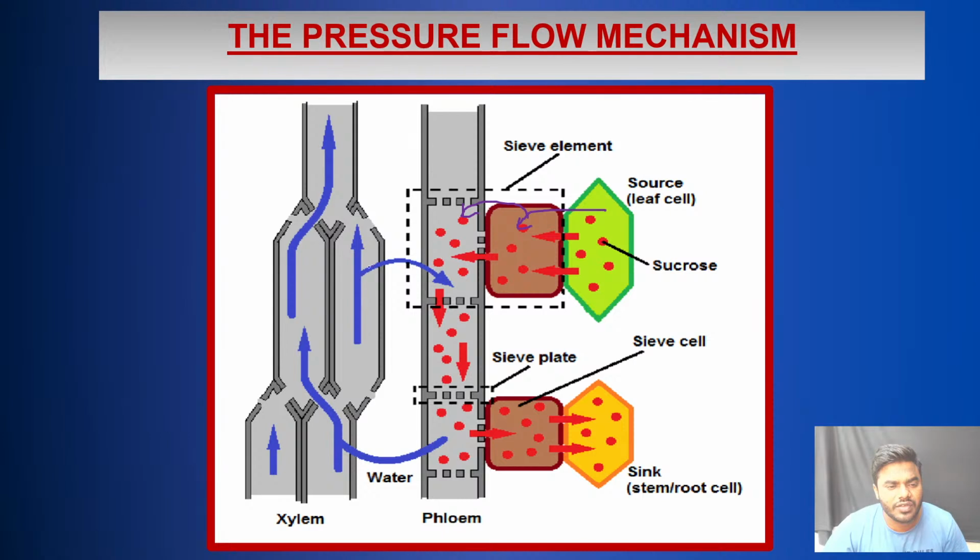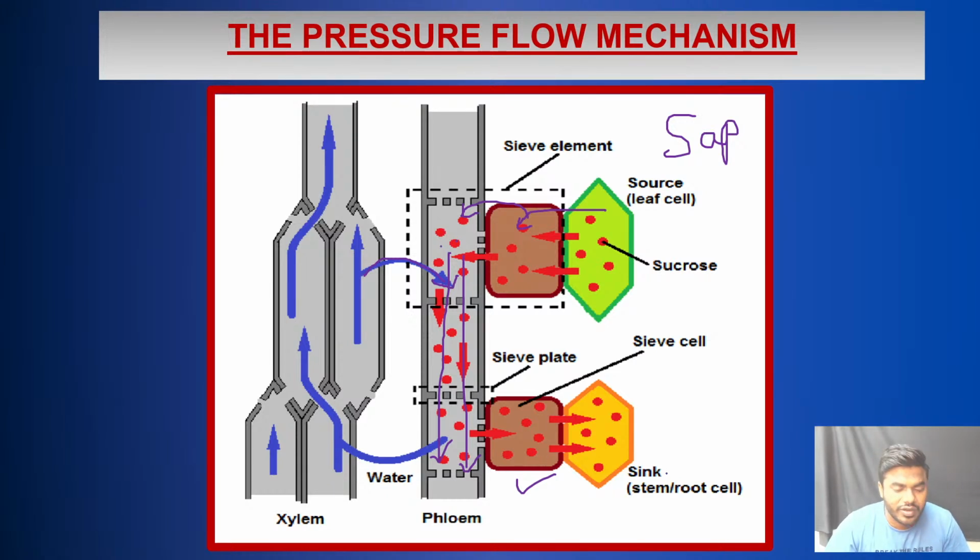Now what is happening, friends? Water molecules enter from the xylem into the sieve tube element of the phloem. It creates a great pressure, a turgor pressure. Because of that turgor pressure, water molecules and sugar together, which we call sap, start moving down. Till which area will they move down? Till they reach the sink tissues.